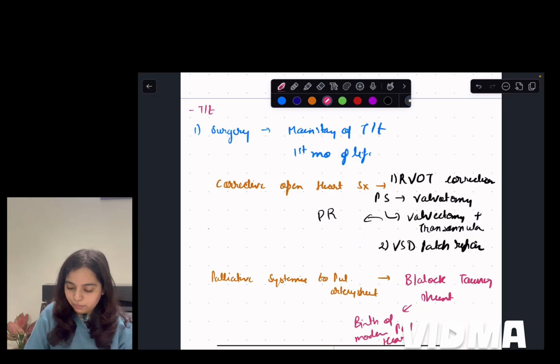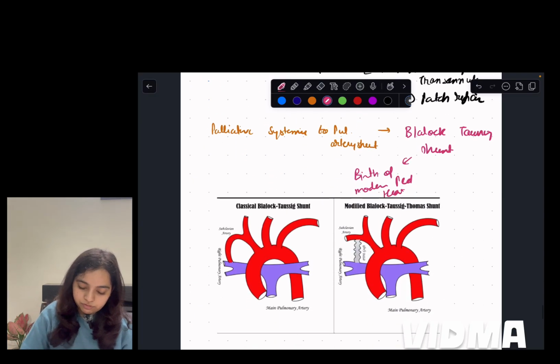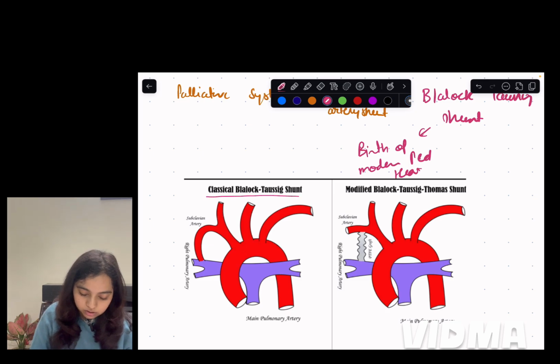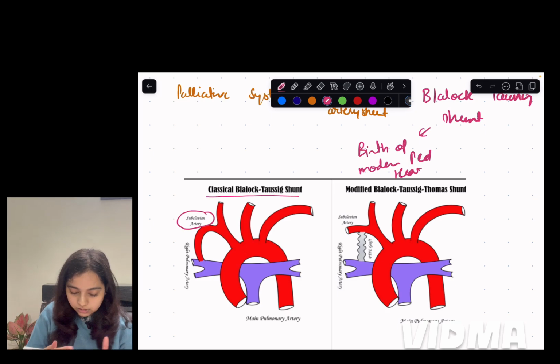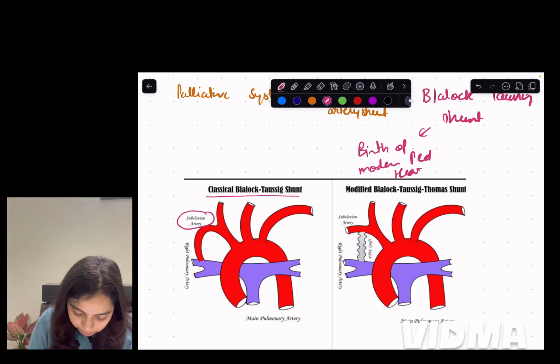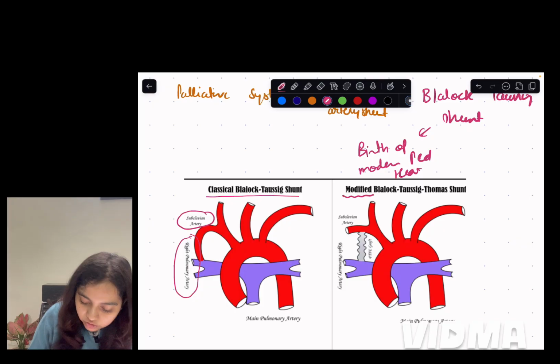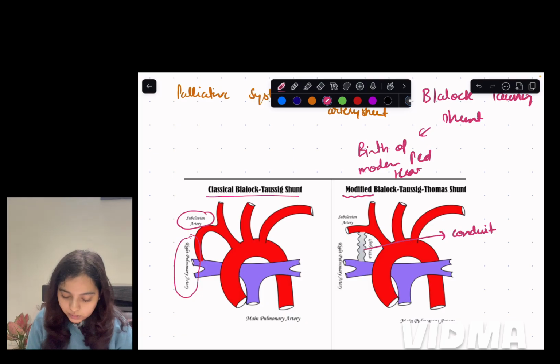What happened in this Blalock-Taussig shunt? See this. This is the first operation that they performed. This is the classic Blalock-Taussig shunt. They made the direct connection between the subclavian artery and the pulmonary artery, right? This was the classic. Now, what we perform nowadays is the modified version of this. Now they use a conduit or graft. This is a conduit, right? A conduit or graft is present between the subclavian artery and the right pulmonary artery that allows the mixing of the blood and better oxygenation, right?